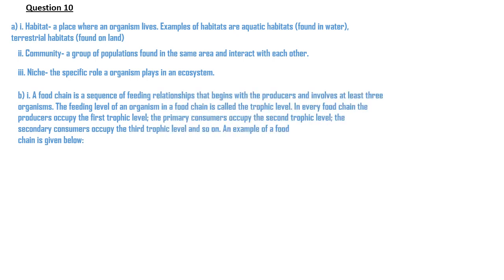B. A food chain is a sequence of feeding relations that begins with the producers and involves at least 3 organisms. The feeding level of an organism in a food chain is called the trophic level. In every food chain, the producers occupy the first trophic level and the primary consumers occupy the second trophic level. The secondary consumers occupy the third trophic level, and so on. An example of a food chain is given below.